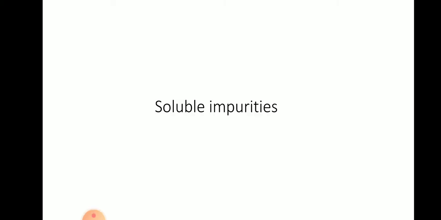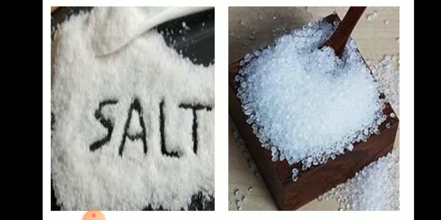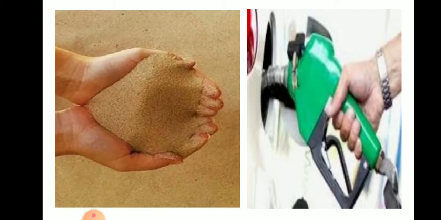There are mainly two types of impurities: soluble and insoluble impurities. Firstly, we will discuss what soluble impurities are. These are the substances which dissolve in water. For example, salt and sugar dissolve in water, right? Insoluble impurities are the substances that do not dissolve in water. Examples like sand and petrol do not dissolve in water.